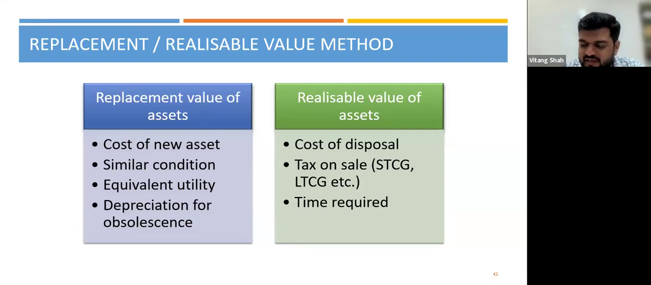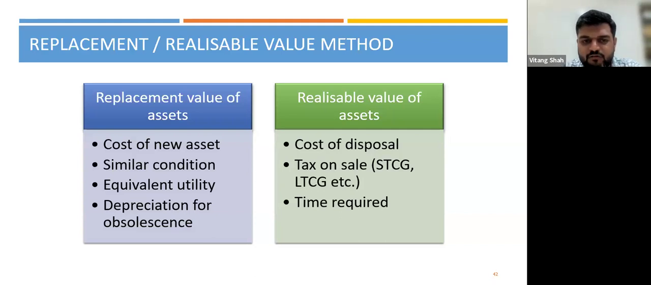You may take the help of some broker. You may have to sell it as a whole company, or you may have to sell each and every asset separately, and each of the assets may take its own time. And there would be a tax on each of those sales. So that's where the realizable value of the asset is the value which is generally considered for companies which are going into liquidation.